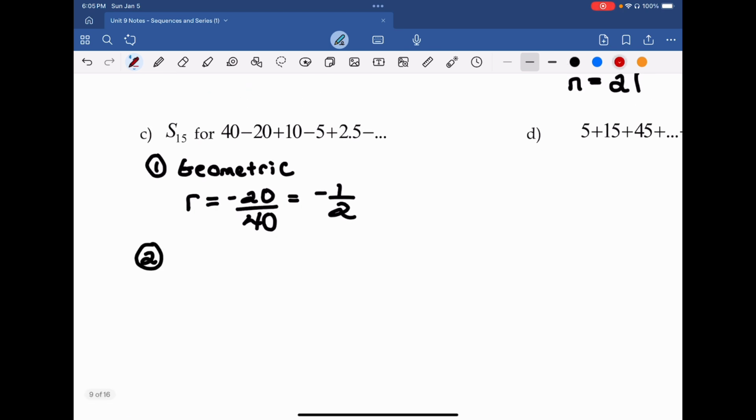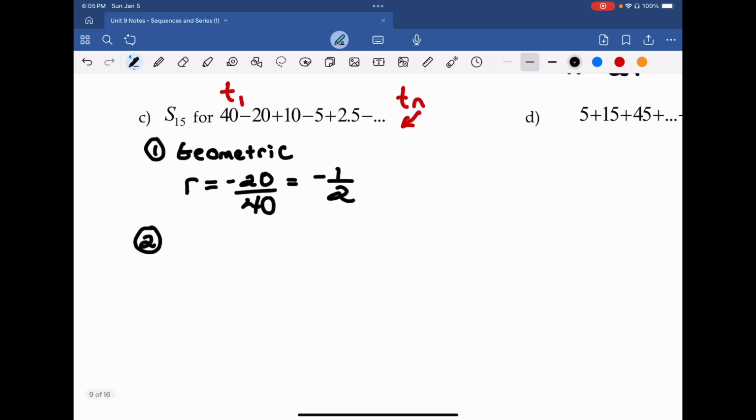Okay, so now that we have our common ratio, we can go to our formula sheet and recognize that we have a couple things on this problem. Our T1 is 40. Our Tn is unknown. It's somewhere over here, but it's not really given, right? So we can't use a formula that has that value. So what we're going to do is copy the following formula from our formula sheet.